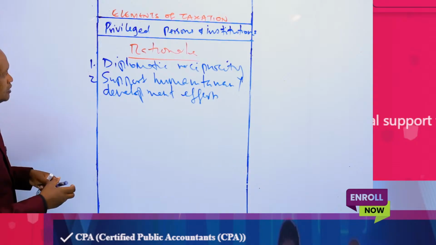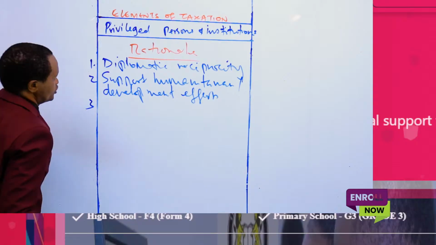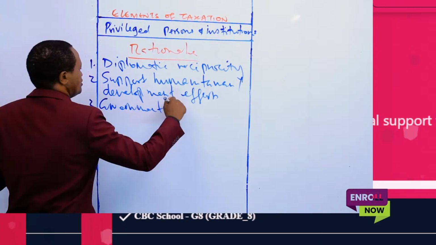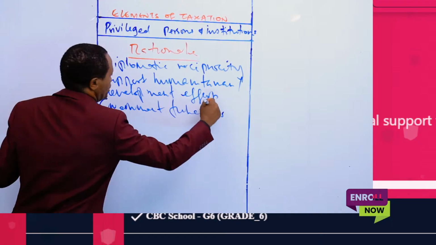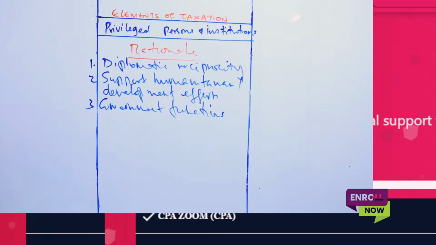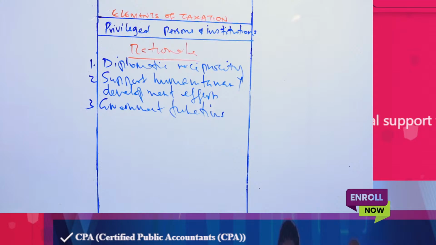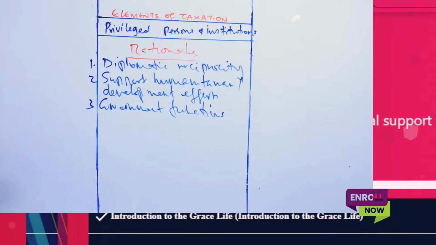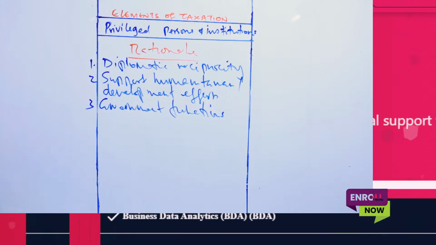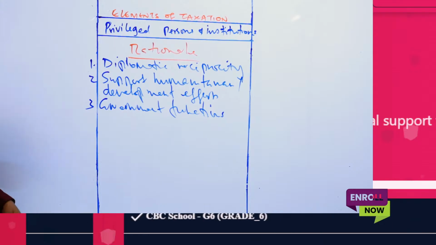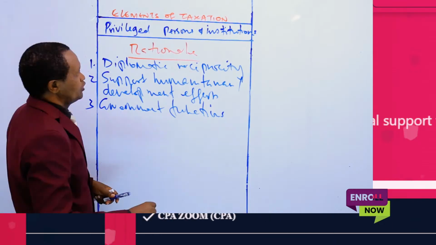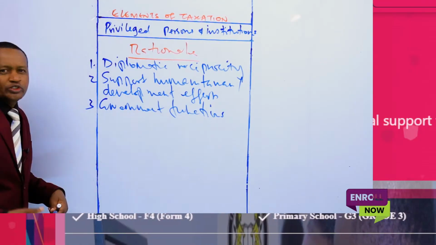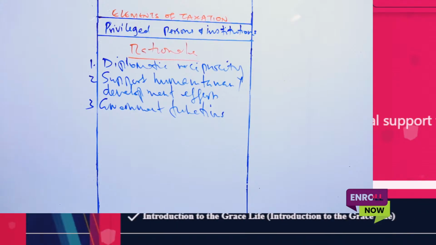The third rationale or reason why certain persons are accorded this treatment is government functions. That is to say that it helps to streamline tax administration for certain public bodies.